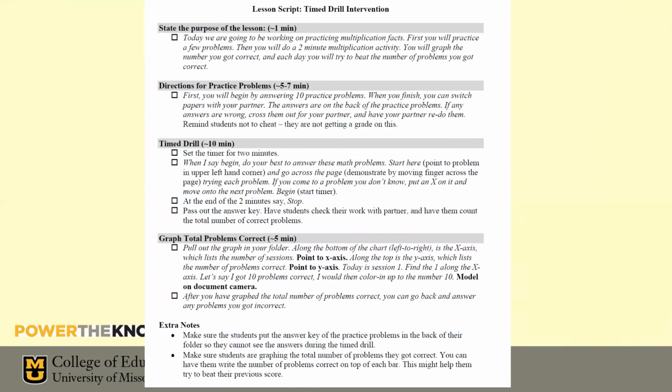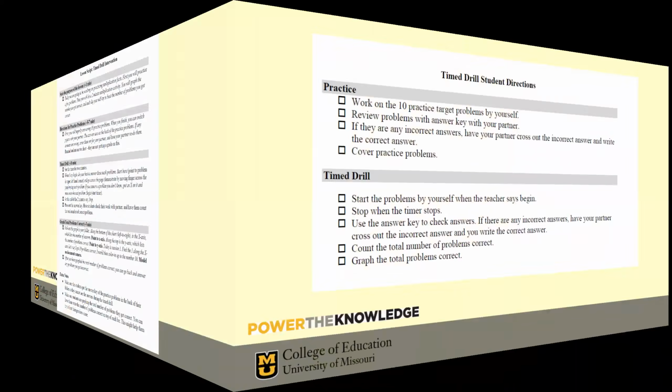It varies in amount of time. We usually do 2 minutes. And then have the kids check their own work or share with their partner and check their work. And then at the end of all of that, we do another timed assessment and have the kids graph their progress. Here's the directions for the kids.